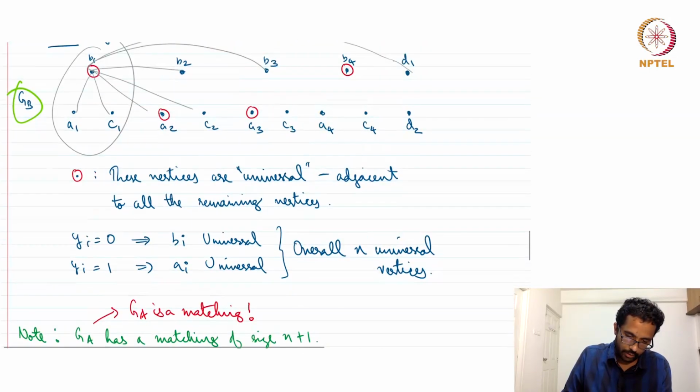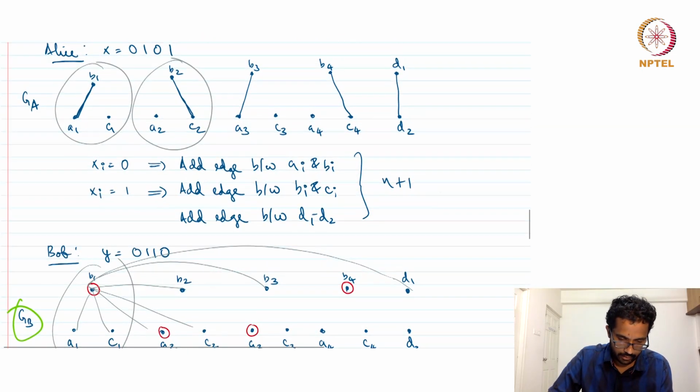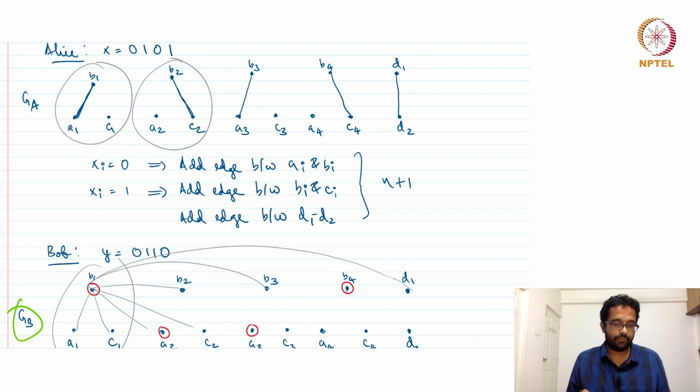Now I want to point out something about the way these things were constructed. If x and y are disjoint, meaning there is no index where both xi and yi are 1, then there are three possibilities: xi equal to 0 and yi equal to 0, xi equal to 1 and yi equal to 0, xi equal to 0 and yi equal to 1. In each of these cases, the universal vertex of that group i is an endpoint of the edge added by Alice.